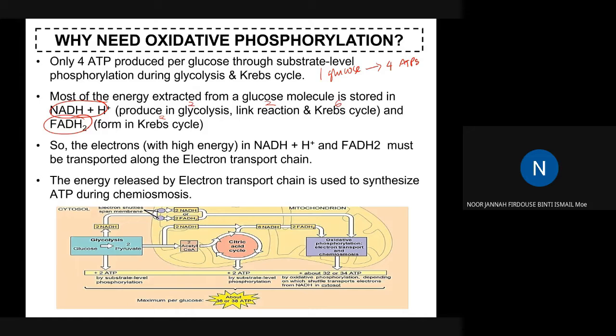So the energy that we can get is in the NADH and also FADH2. These electrons should be transported to the electron transport chain. And then the energy released during the electron transport chain will be used to synthesize ATP during chemiosmosis. This is why oxidative phosphorylation includes the electron transport chain and chemiosmosis. They go together.